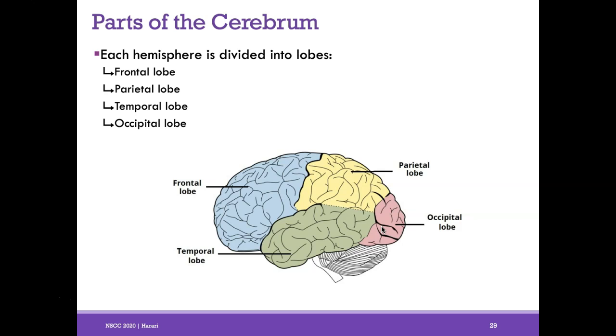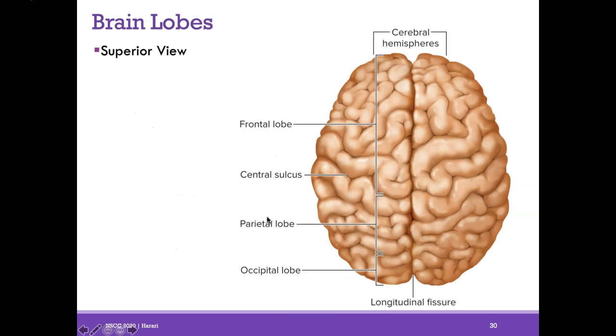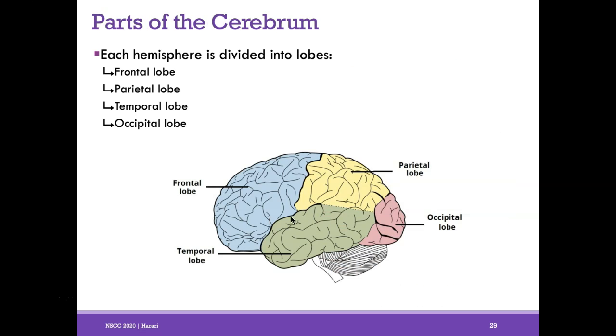And then finally we have the temporal lobe, which is on the lateral side. There's another sulcus called the lateral sulcus. I don't have a good picture of that here, but this is the lateral sulcus over here that helps separate the temporal lobe from the frontal and parietal lobe. There's another lobe that you can't see here called the insula.